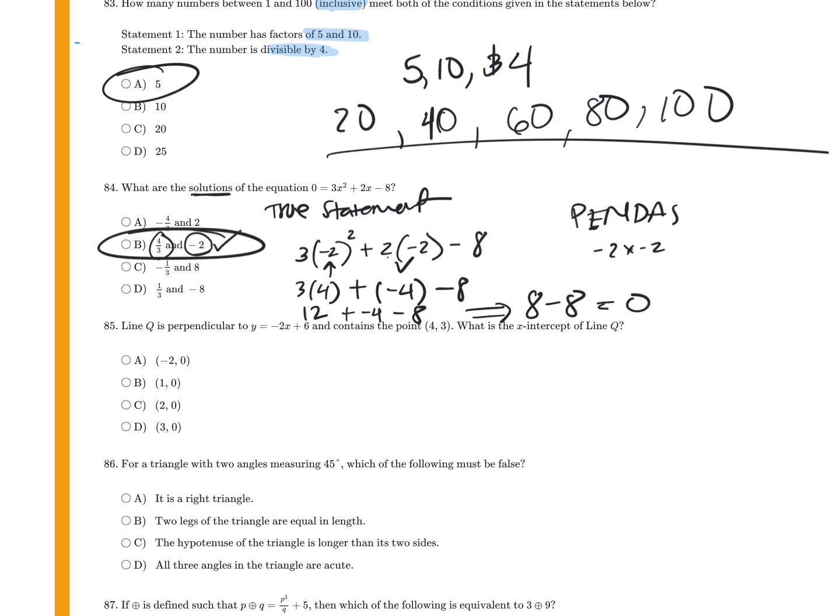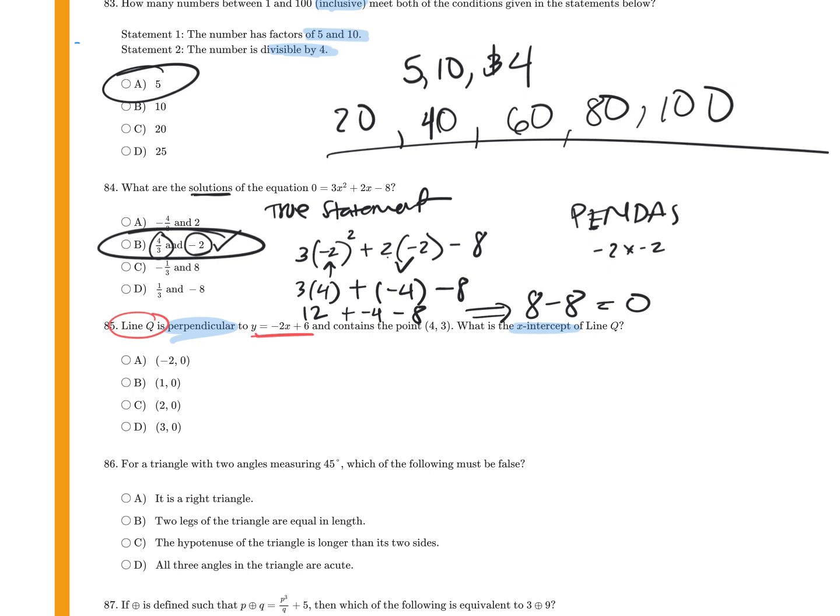Okay, number 85. Line Q is perpendicular. There's a vocabulary word. Perpendicular to y equals -2x plus 6 and contains the point 4, 3. What is the x-intercept of line Q? So they did not give us the equation for line Q. So number one, that's missing, right? The equation. They gave us a different equation. But line Q is perpendicular, so we could figure out the equation based off of the given information.